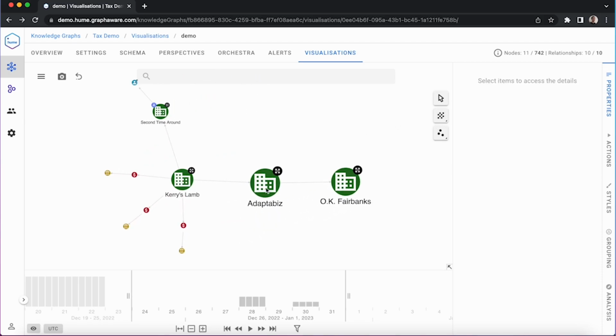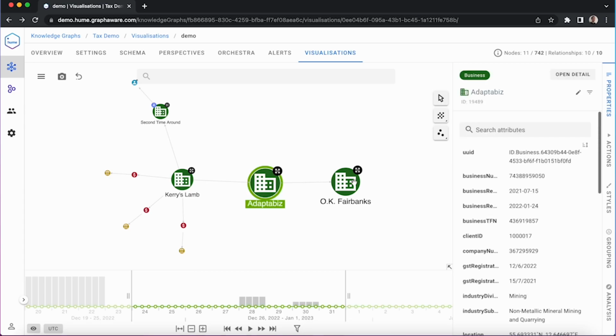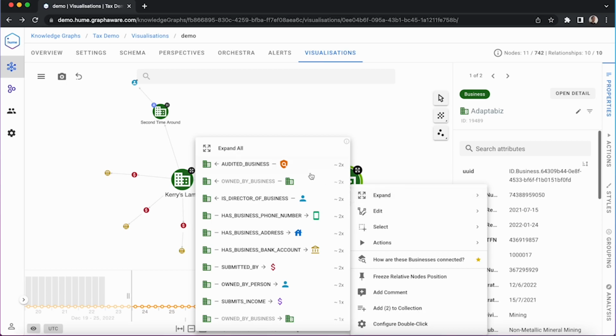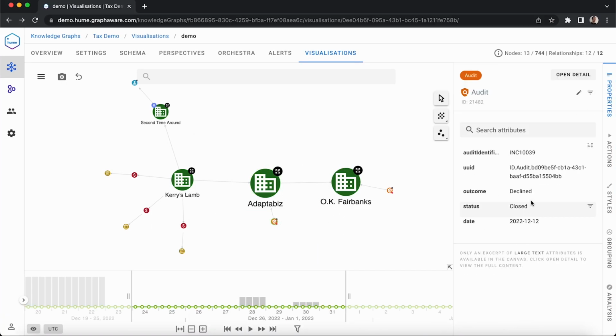Let us now investigate whether any prior audits have been conducted on the owners. Two of the owners have had their audits declined. This information is visually represented through larger nodes on the graph, indicating a higher risk score. The steps we have taken thus far strongly warrant an audit of Kerry's Lamb.